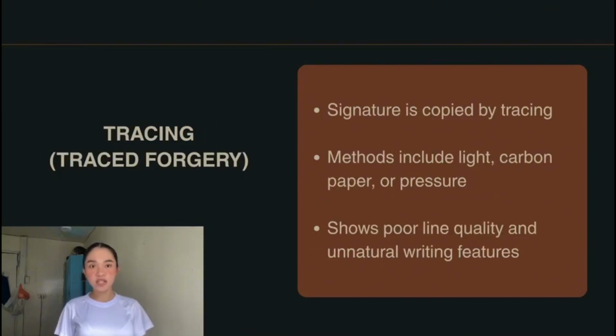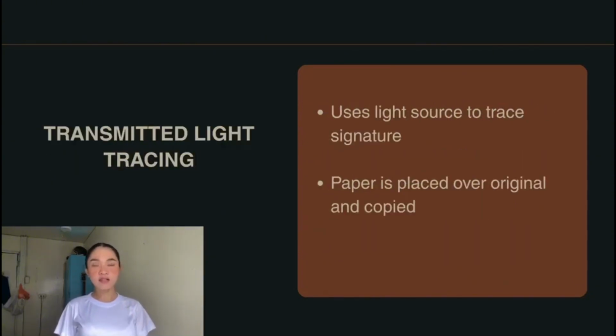So next is the tracing or the traced forgery. So it is when a signature is copied by tracing over it. It may look accurate but ang lines are not smooth, and ang look niya kay unnatural kay tungod gitrace raman niya and dili niya ang iyahang natural writing. So next is ang transmitted light tracing. So isa ni siya sa mga method sa traced forgery. It uses light to trace signature underneath the paper, so ang result looks guided but not naturally written.